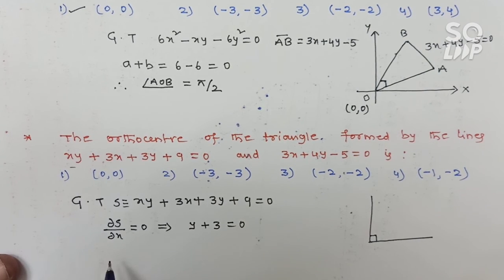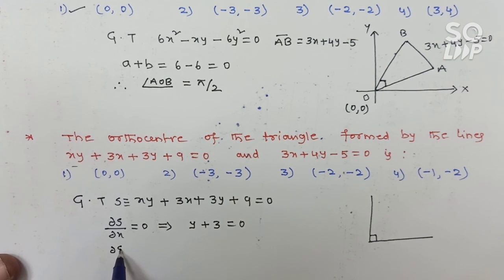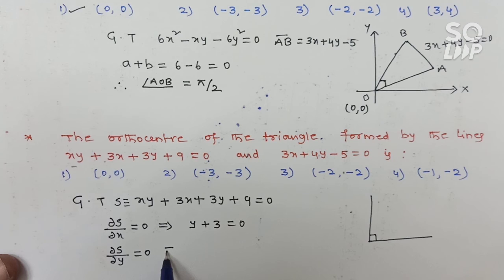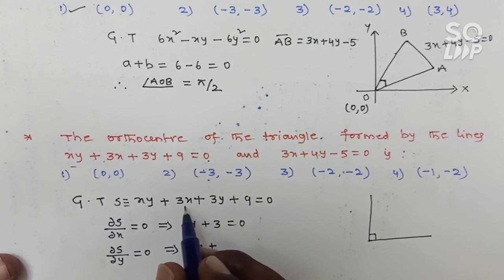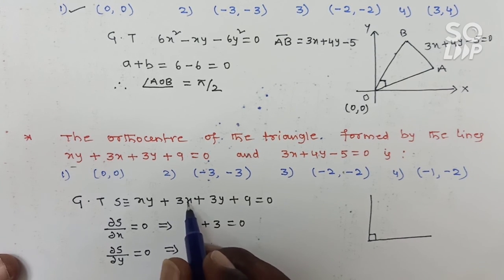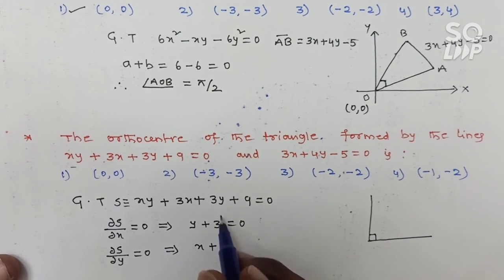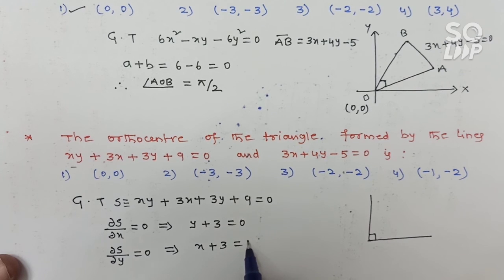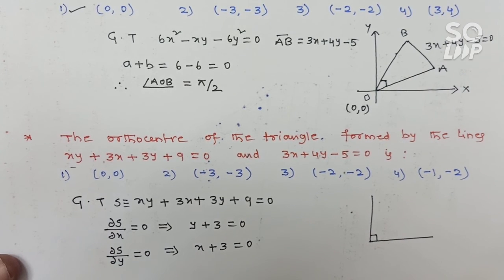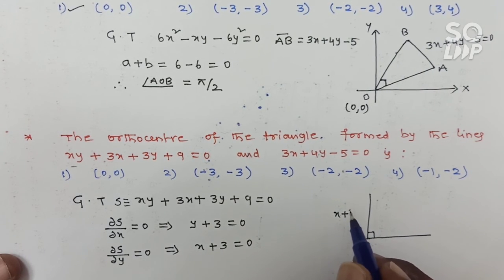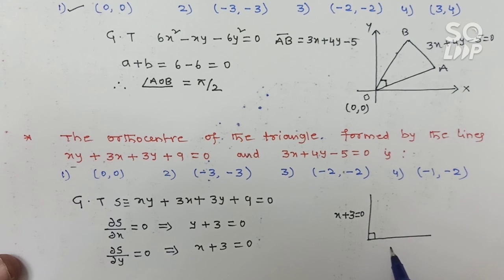Now this is one line. The next one is dou s by dou y is equal to 0. Partially differentiate with respect to y, then x will be constant. X plus 3x is constant, so its derivative is 0. Here is 3y; the derivative of 3y is 3, equal to 0. Right? Now these represent the two sides. This one is x plus 3 is equal to 0. This one is y plus 3 is equal to 0.